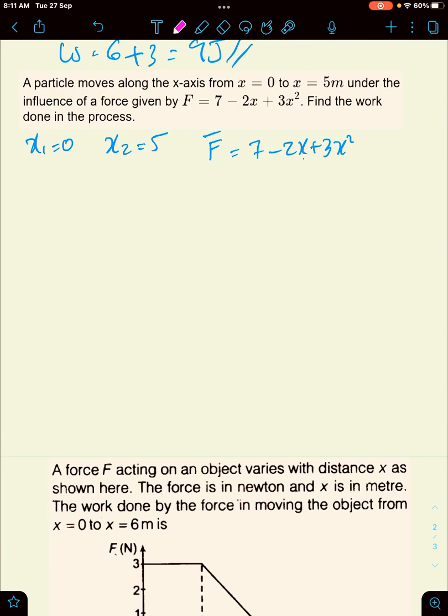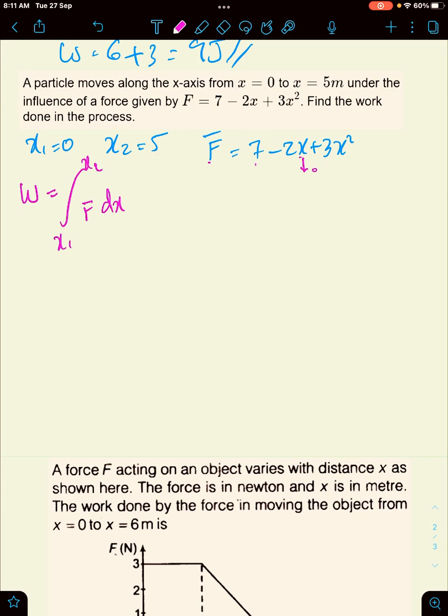You see, when x changes, definitely when it is 0 meter, force is 7. When it is 1 meter, force is different. 2 meter, force is different. That means this is a case of variable force. That graph I have drawn. So which formula I have to use in case of variable force? Integration x1 to x2 F dx.